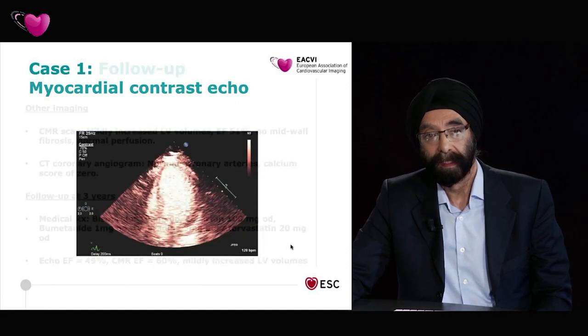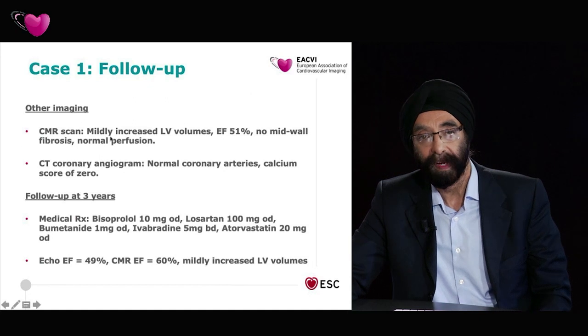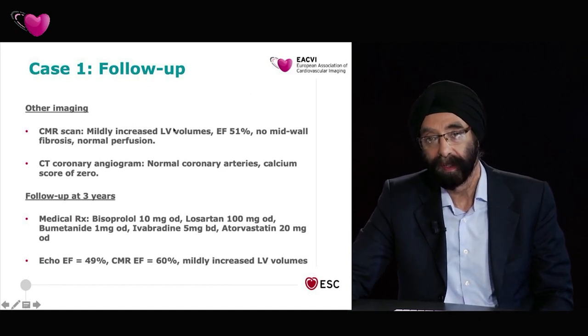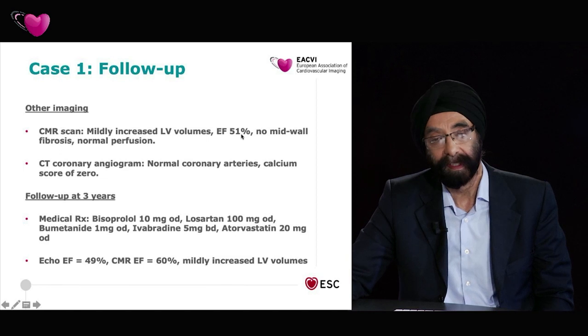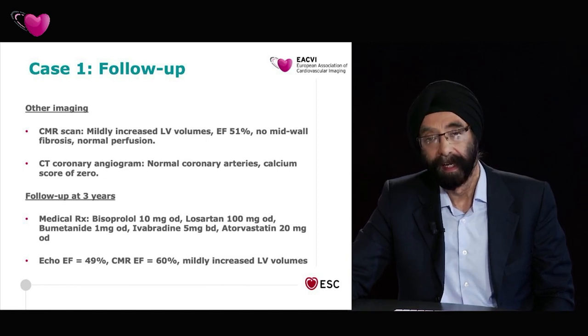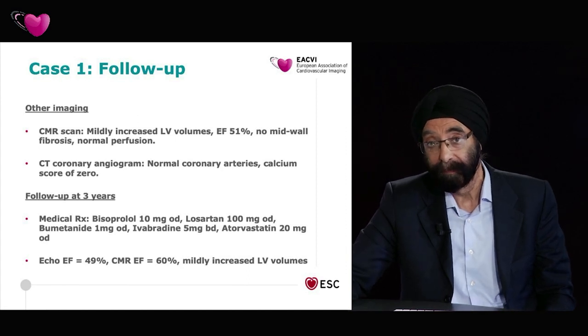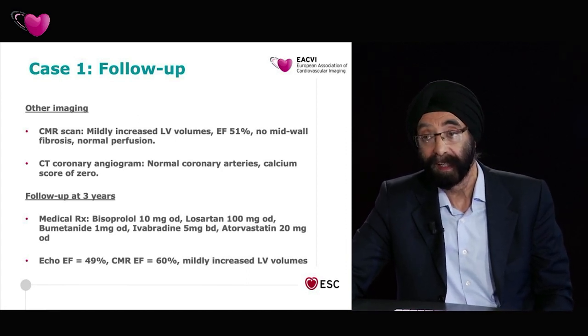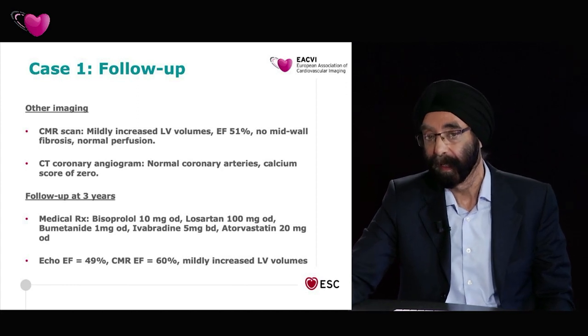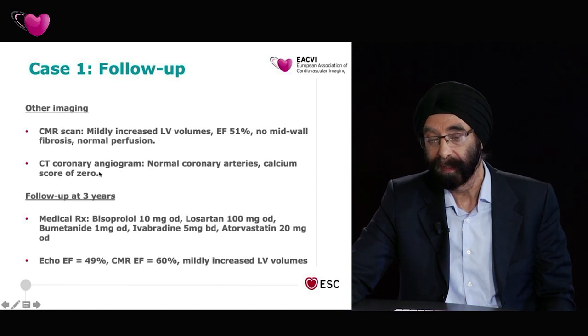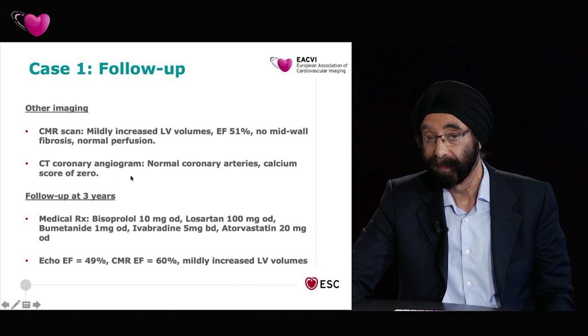And the CMR scan showed mildly increased left ventricular volume, as with echo. Ejection fraction was reduced because in the CMR lab, the ejection fraction lower limit is 60%. There was no mid-wall fibrosis, and there was normal resting and stress myocardial perfusion. So further confirming that this is really not coronary artery disease, and it was felt that this was an early dilated cardiomyopathy. Somewhere along the way, many months later, the patient actually did undergo a CT coronary angiogram, and you'll note a calcium score of 0.